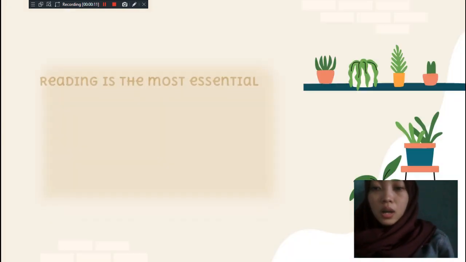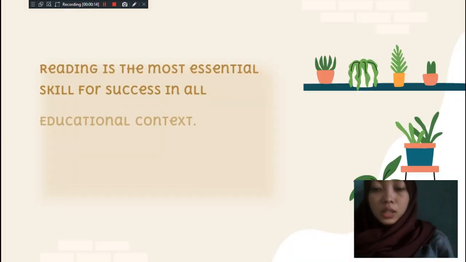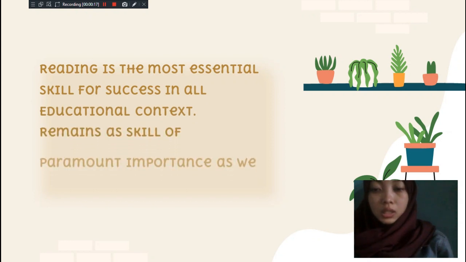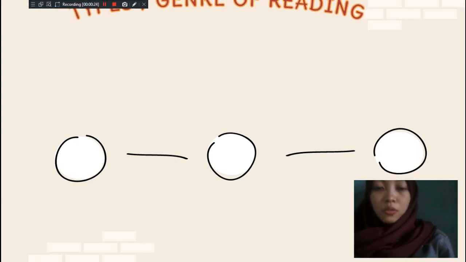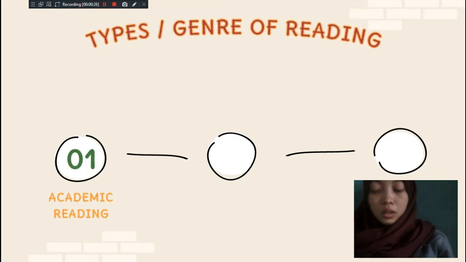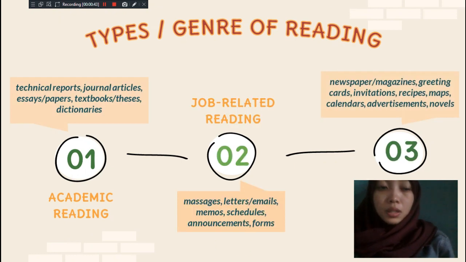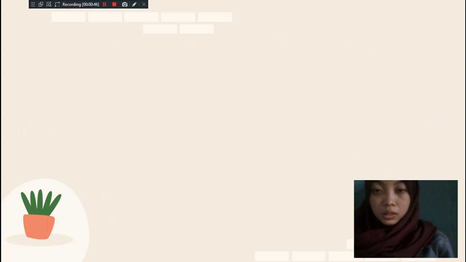As we know, reading is the most essential skill for success in all educational contexts. It is a skill of paramount importance as we create the type of reading. The first one is academic reading. Next is personal reading, like newspaper, magazine, recitation.